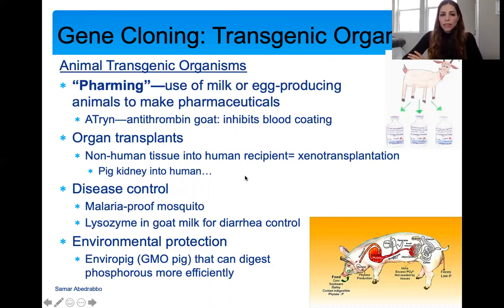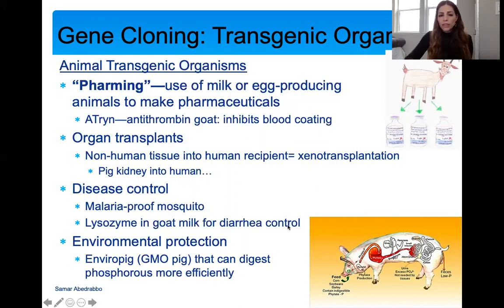Organ transplants. So I want everyone to know the definition of xenotransplantation. It's when you take non-human tissue and put it in a human recipient. This is like taking a kidney from a pig and putting it into a human. This is an example of a transgenic organism because you're putting two different organisms together. Disease control, we have the malaria-proof mosquito. The way we created the malaria-proof mosquito is through altering the genetic sequence of the usual mosquito.